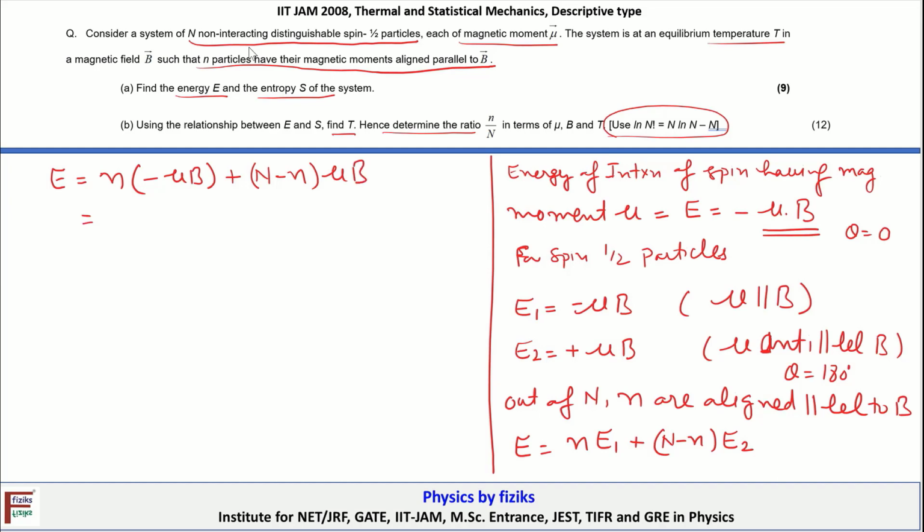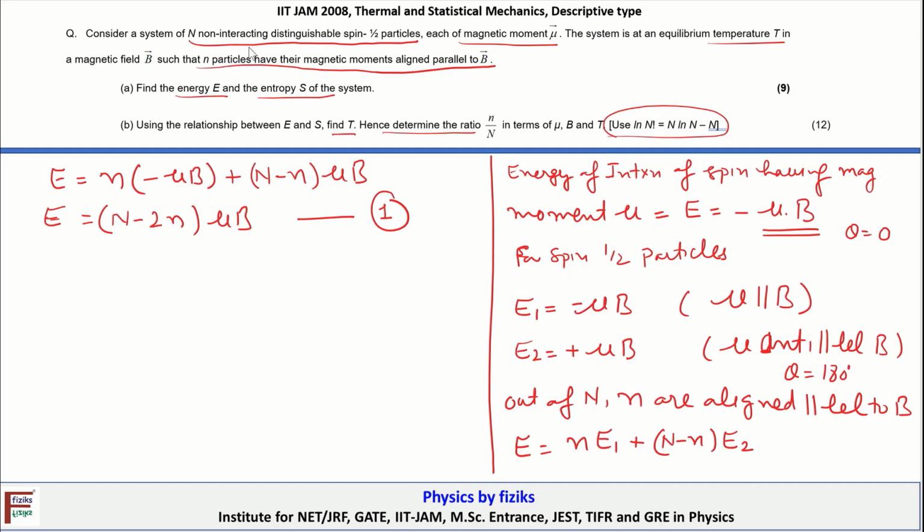After solving we obtain that this is equal to N minus 2n multiplied by mu B. So that is the energy of the system. This is one of the answers asked in part A. Let's call this equation 1.